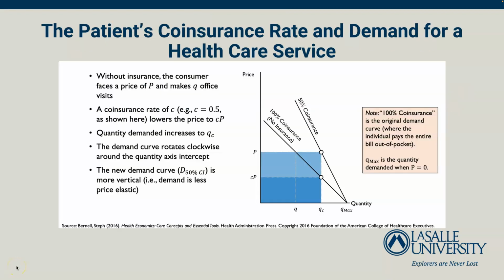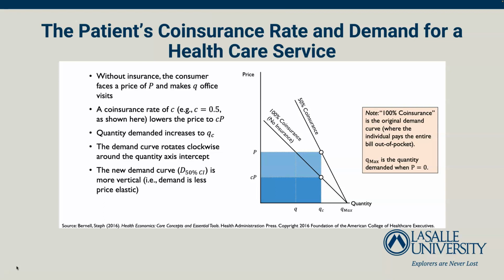Here we have the original demand curve for 100% coinsurance. This is demand without insurance, where the individual pays the entire healthcare bill out of pocket. Without insurance, the consumer faces a price of P for office visits, and where P intersects the individual's demand curve, that determines the overall level of utilization of office visits, and in this case, it would be Q.